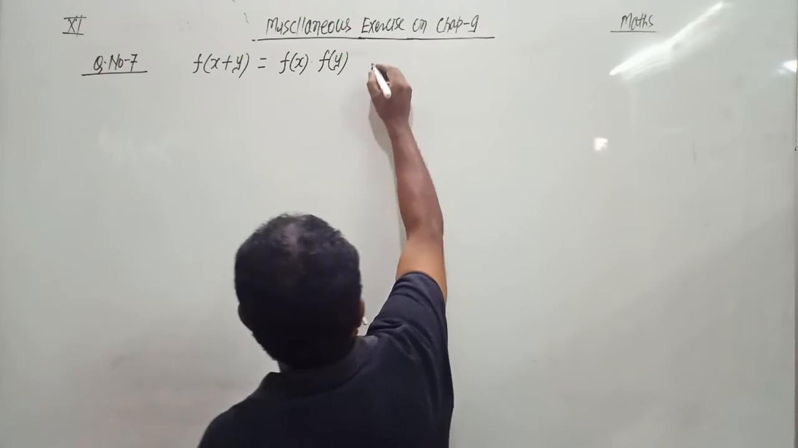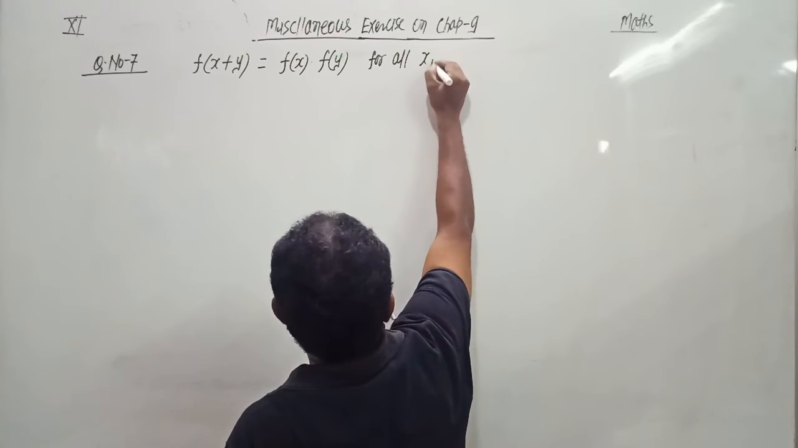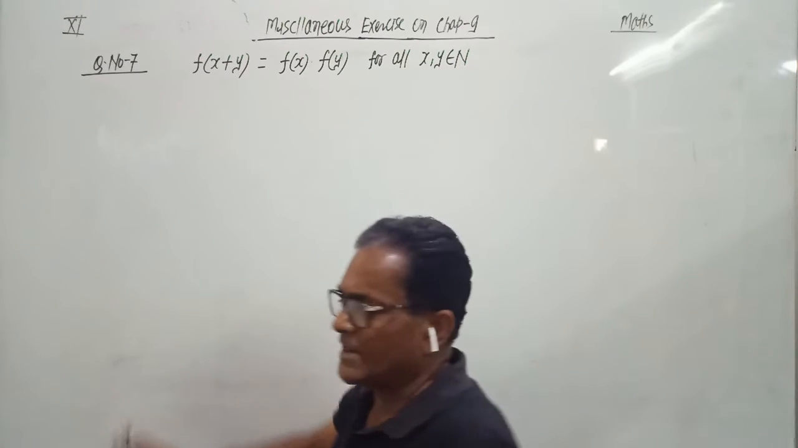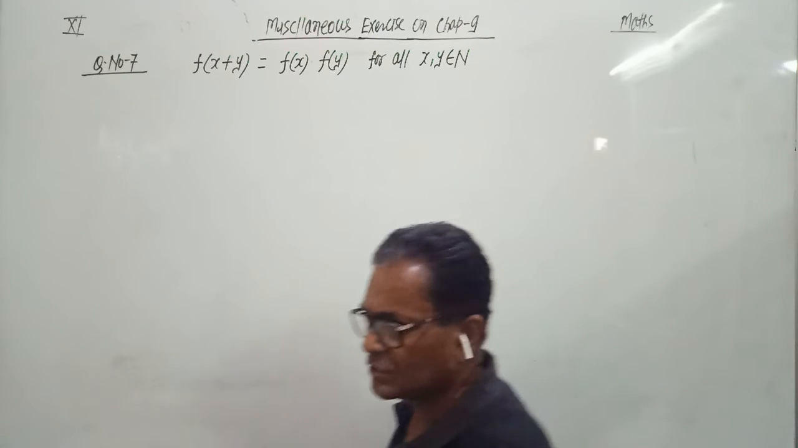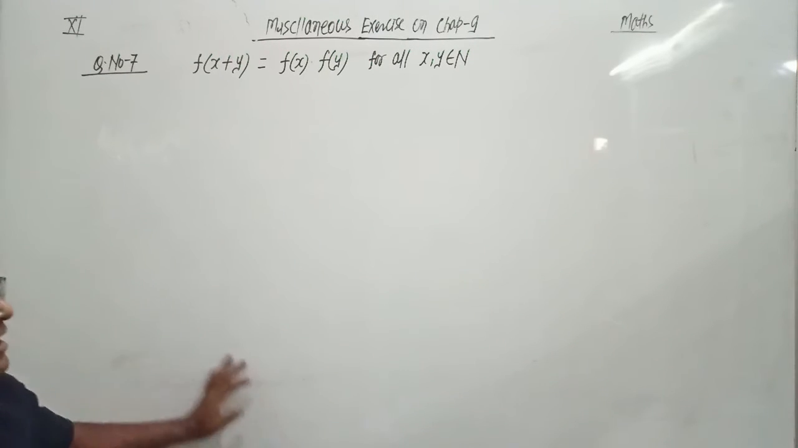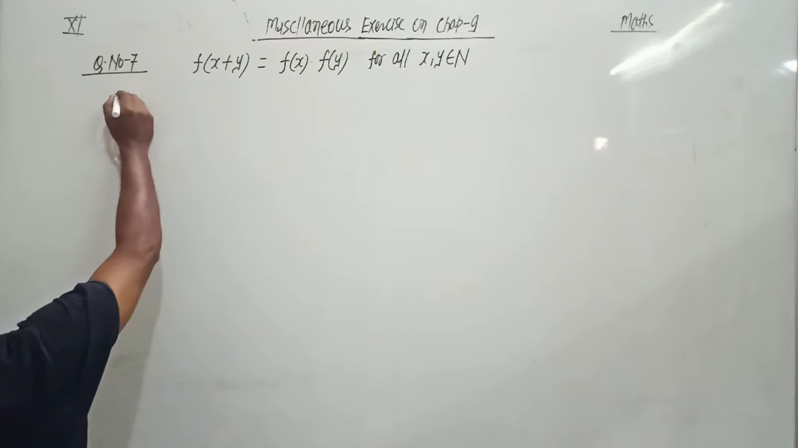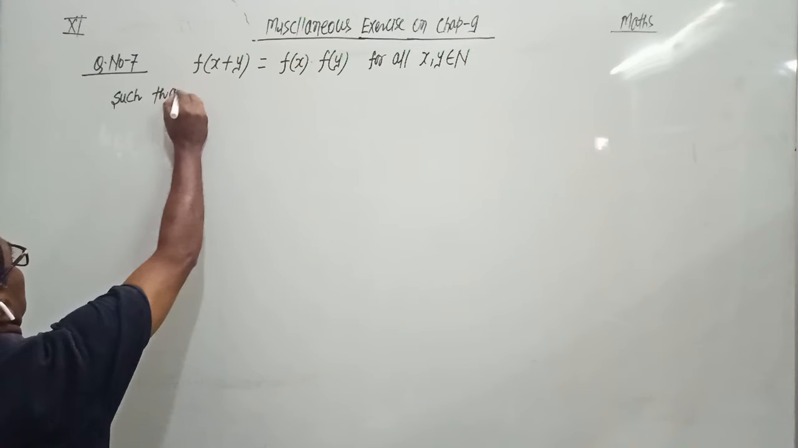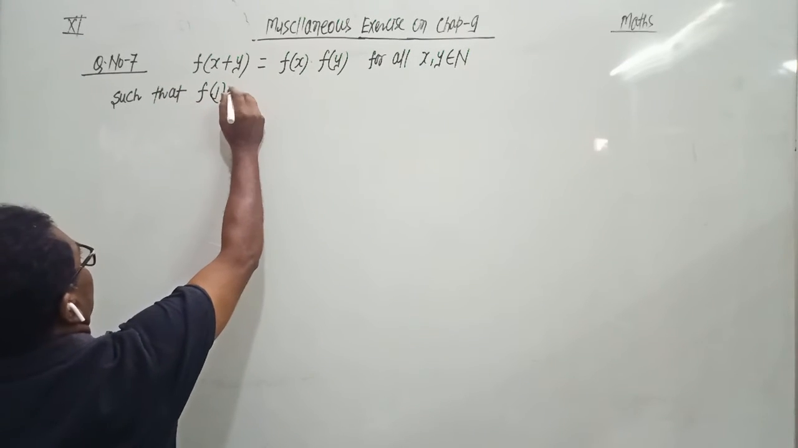For all x, y belongs to natural number N. We have given the condition that f of x plus y equals f of x into f of y for all x, y belongs to N, such that f of 1 equals 3.